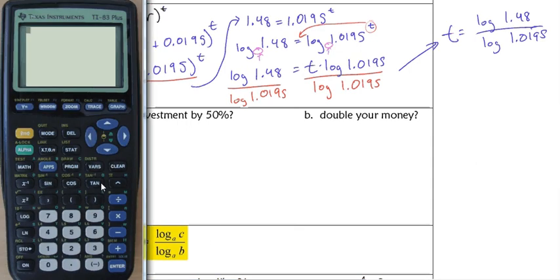We'll have log base 10 of 1.48 divided by log base 10 of 1.0195. And what do we get? Close parentheses. We get 20.300. So it's 20.3. This is roughly equal to 20.3.